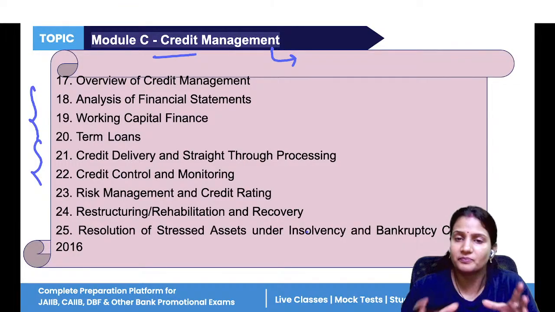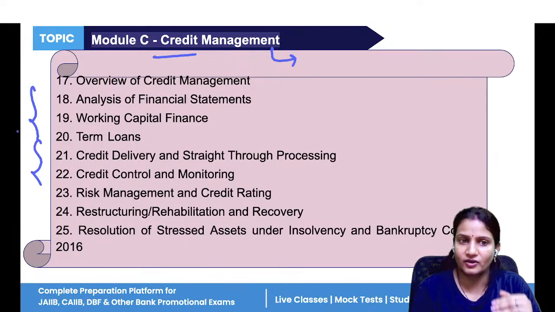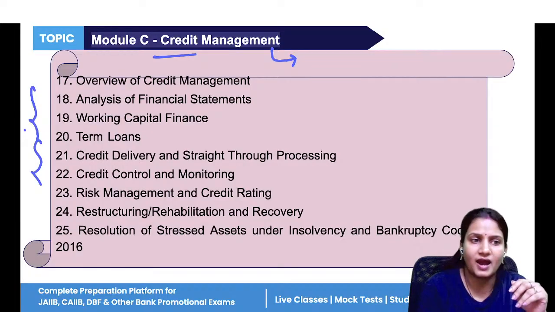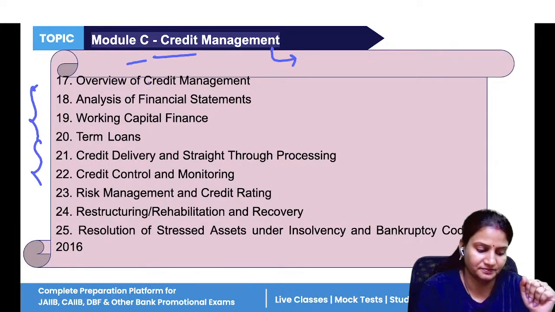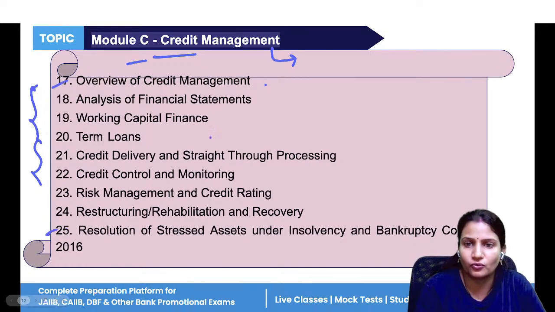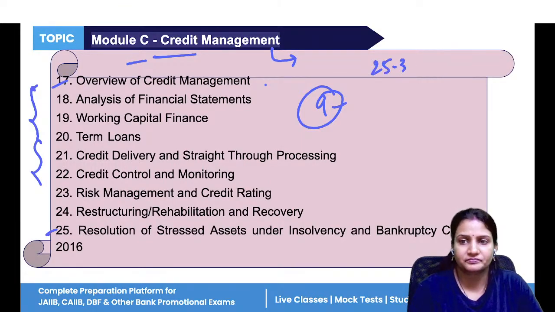So what you are doing practically, here you have to study theoretically. So here is a combination of theory and numericals. You practically do it in your bank, in your day-to-day life, and theoretically you will study it in the modules. So module C covers units 17 to 25. We have a total of 9 units in module C, and again very important. Sometimes the weightage of module C is very high. 25 to 30 marks of questions can be asked from this module.